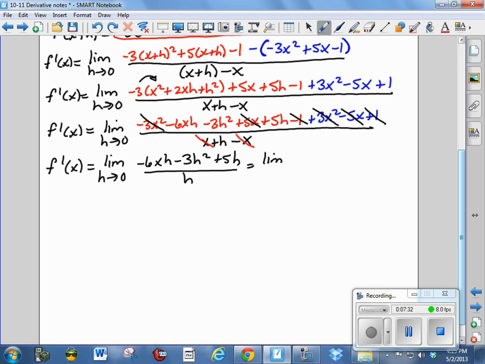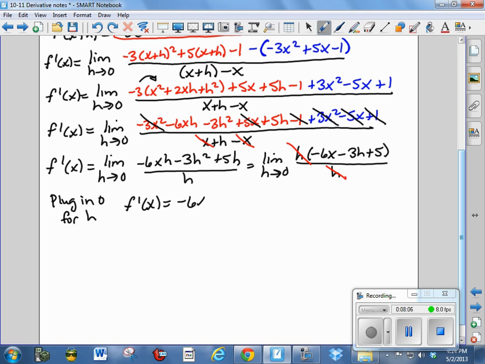If I factor out an h in the numerator, I get negative 6x minus 3h plus 5 in parentheses, and I can cancel out that h I factored out in the numerator with the h in the denominator, and now I can plug in 0 for h in order to take the limit. So f prime of x is equal to negative 6x minus 3 times 0 plus 5, or negative 6x plus 5, which is what I wanted to end up with before.